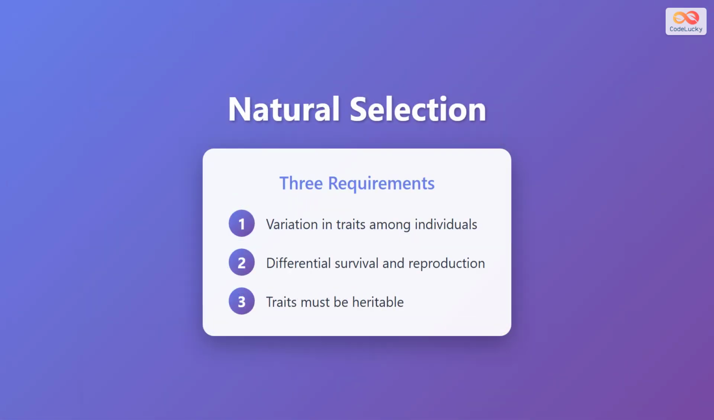Natural selection is often considered the most important mechanism of evolution. For natural selection to occur, 3 requirements must be met. First, there must be variation in traits among individuals in a population. Second, there must be differential survival and reproduction, meaning some individuals survive and reproduce more than others. And third, the traits that affect survival and reproduction must be heritable, passed from parents to offspring through genes. When all 3 conditions are met, the population will evolve.